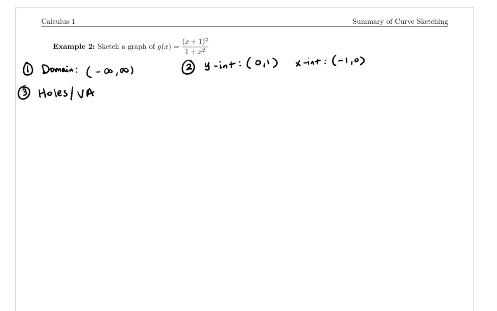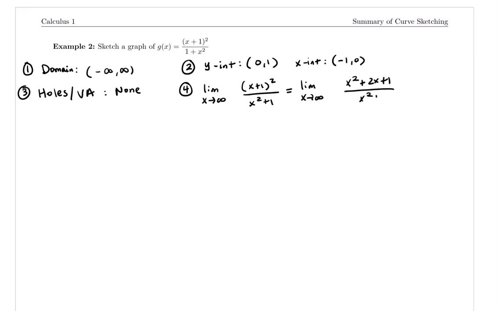For step 3, we want to identify any holes or vertical asymptotes, but since in this scenario our domain is all real numbers, we do not have any. Then for step 4, we want to find any horizontal asymptotes, and we're going to be able to find that by taking the limit as x approaches infinity of our function. So (x plus 1) squared over x squared plus 1. If I were to expand out the numerator, this is equal to the limit as x approaches infinity of x squared plus 2x plus 1 over x squared plus 1. Notice that in the numerator and the denominator, we have both of those being quadratic functions, and so the rule is that we can take the ratio of the leading coefficients, which is going to be 1 here. So for this item, the horizontal asymptote is located at y equals 1.